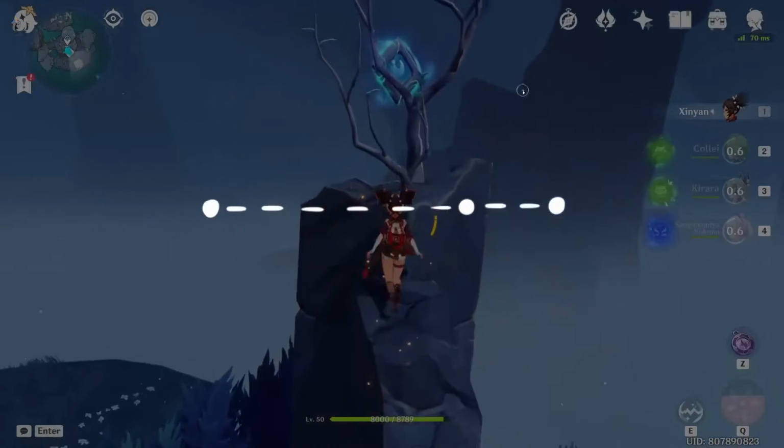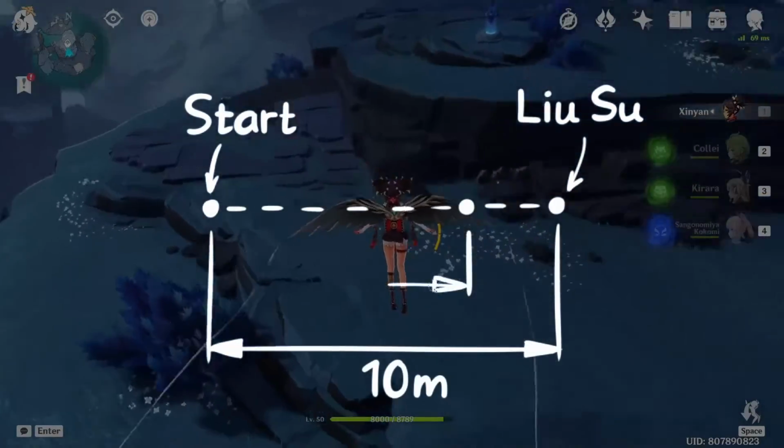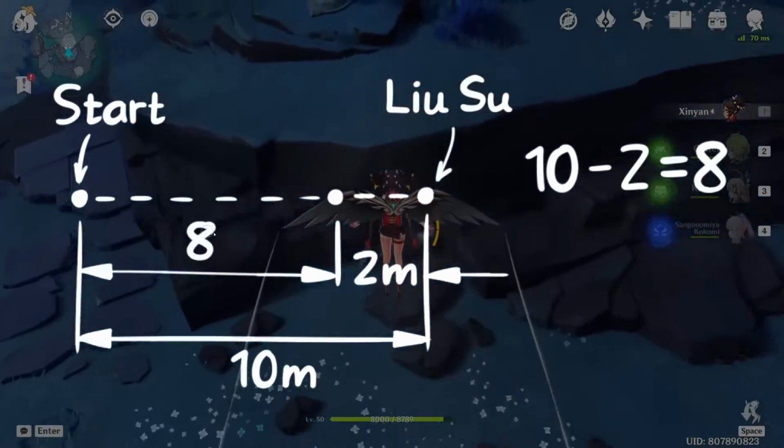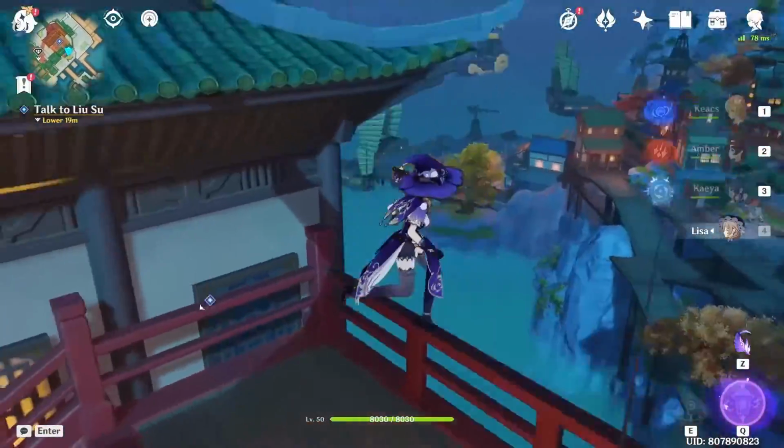For the distance, this is pretty easy to calculate. You start 10 meters away from Liu Su, and we stop our timer at 2 meters, so the distance traveled is 8 meters.